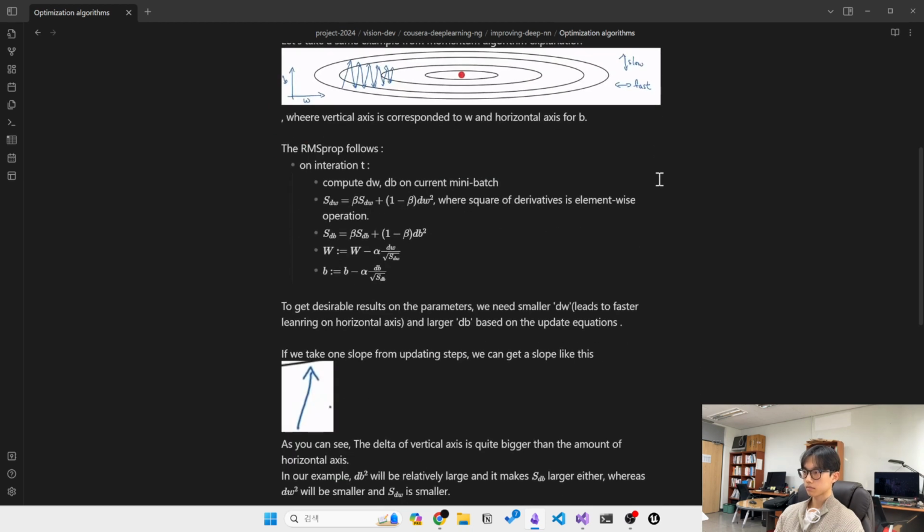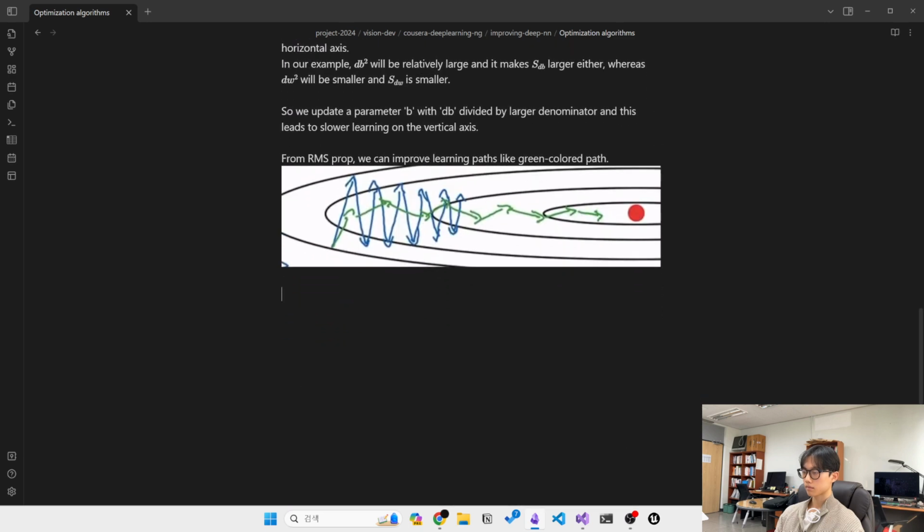And one effect of this is also that you could therefore use a larger learning rate alpha and get faster learning without it diverging in the vertical direction.